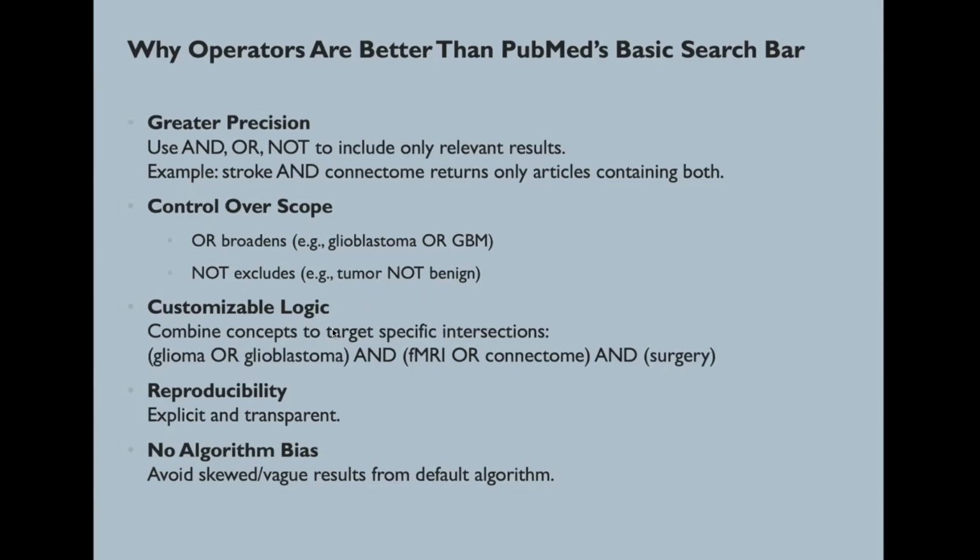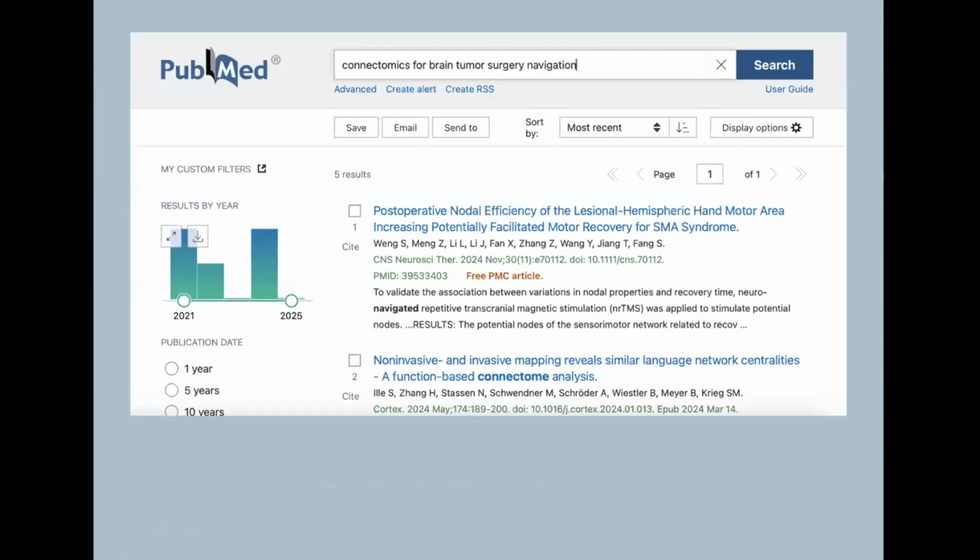So the bottom line is that it allows for reproducibility. This is something that you can write in the methods of a study, that you conducted a specific search with specific terms and operators, so that someone who tries to reproduce your study can conduct the same exact search in a very systematic way. And then lastly, like we said before, it helps create a precise search so that there's no algorithm bias from a basic search in the bar.